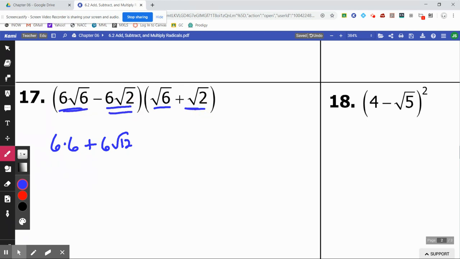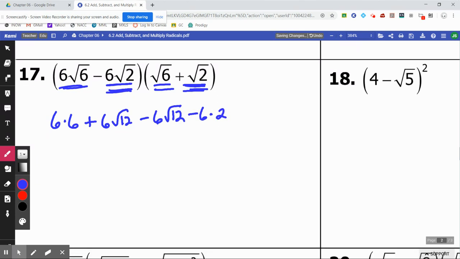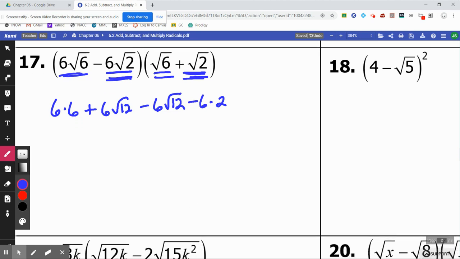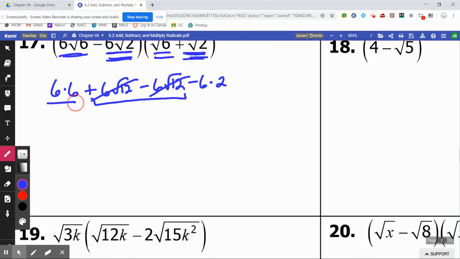Now we've got to multiply this times both. Negative 6 root 2 times root 6 would be negative 6 root 12, and then negative 6 root 2 times root 2 will be negative 6 times, root 2 times root 2 is just plain 2. When you multiply a square root times itself, it removes the radical. Now these you will not have to simplify because they're actually opposites of each other, so they're going to cancel anyway. And your final answer is going to be 36 minus 12, which is simply 24.